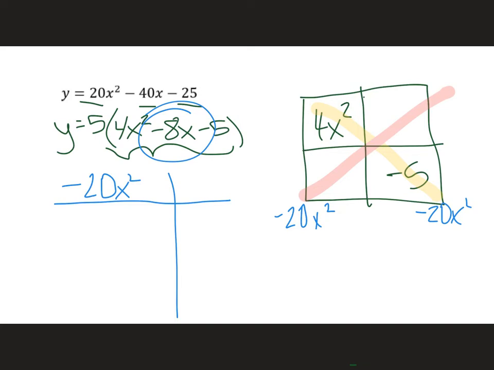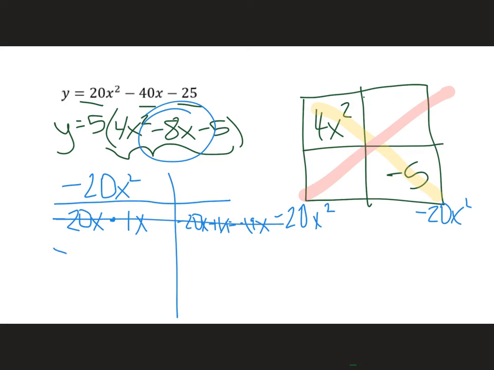So 20x squared could be 20x and 1x. I'm going to say that the 20 would be the negative. That way it would be a negative when I add them. And I can go ahead and do that. So negative 20x plus 1x is negative 19x. That's not going to work for us. We need negative 8. So those aren't the factors.